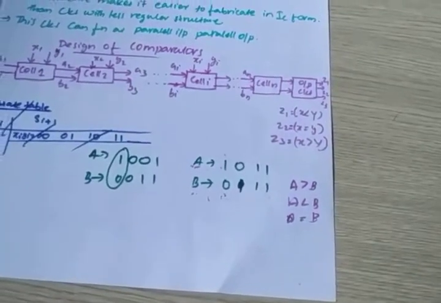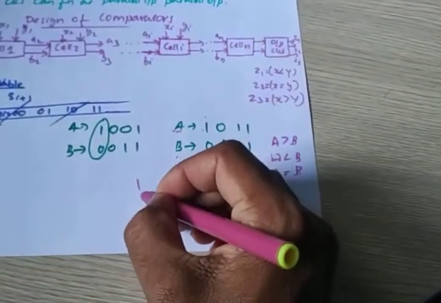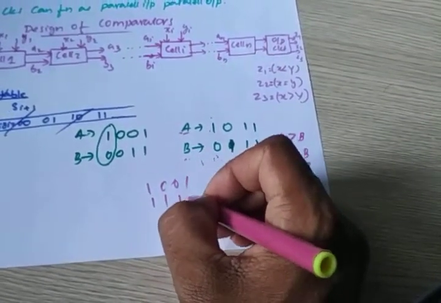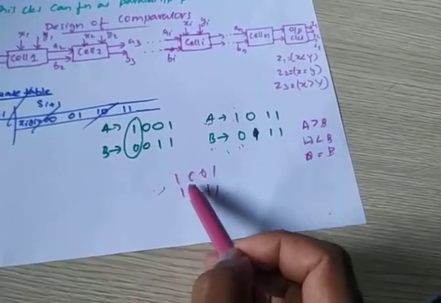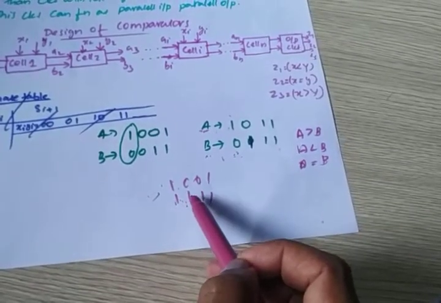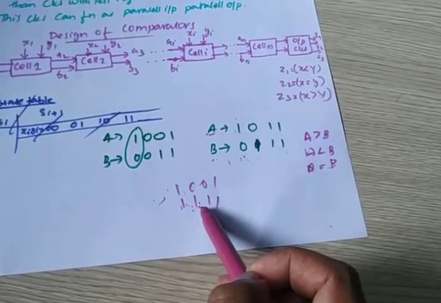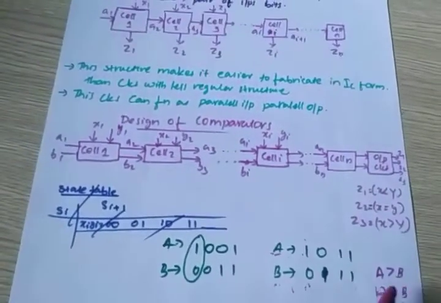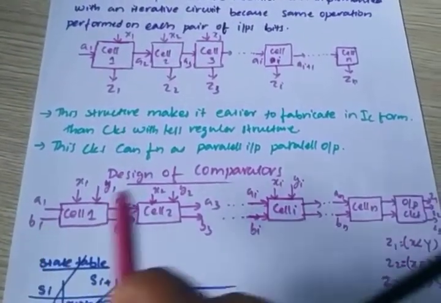If both bits are equal, what happens? Consider this example: 1 1 0 1 0 1 1 1. Here, if we go from here to here, first both are equal. This is A, this is B. Here both are equal, then you need to check for the second bit. 0 1. Here this is bigger, so we can say that B is greater than A. Like that the comparator compares. So this is the comparator structure.